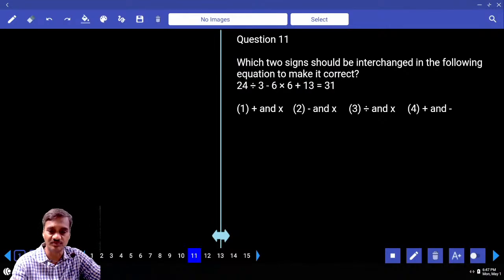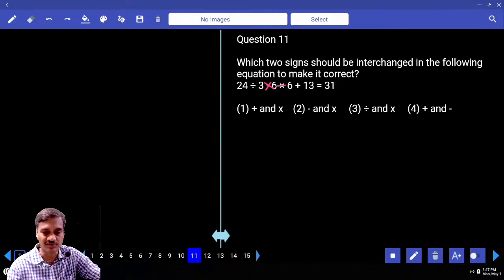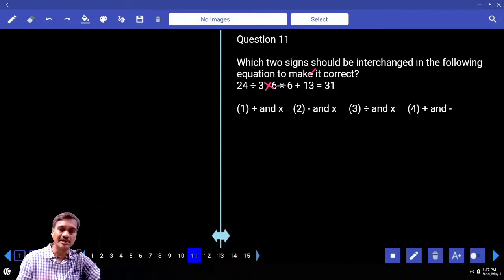Second, minus and into. Now this is into and this is minus. 24 divided by 3 is 8. 8 into 6 is 48. 48 again, you are adding 13. It will be more than 31. That is again ruled out.